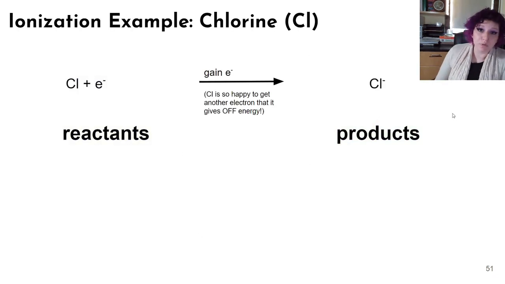An example of an atom gaining an electron is chlorine, Cl. This is in our halogen group. So chlorine is super duper happy to get another electron. It actually is so happy that it gives off energy. We don't have to put any energy into this process. It's just like, ooh, let me take it. So our reactants here are neutral chlorine plus electron, yields, a lot of this time this arrow we read it as yields, Cl minus. And again, notice I put that minus sign to indicate that it is negatively charged.